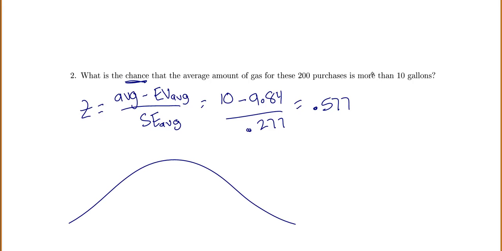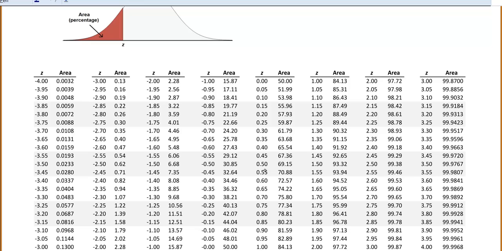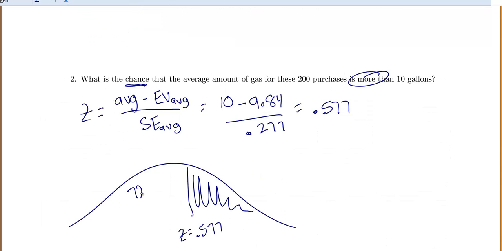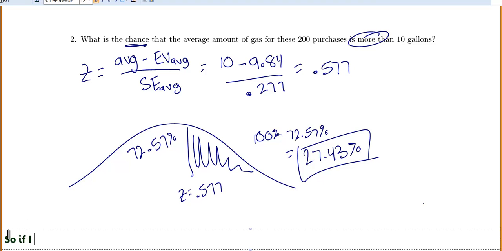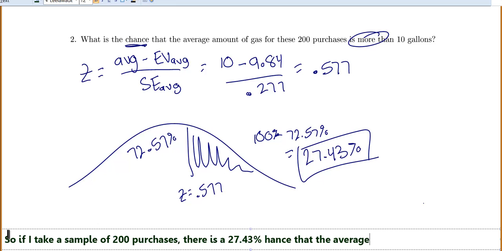Now we're looking for the chance that this average is more than 10 gallons. So we're going to draw our z equals 0.577, and we're looking for the area to the right because we're looking for more than. Let's pull up our normal table. It looks like the closest to z equals 0.577 would be z equals 0.60, which has an area to the left of 72.57. So for the area to the right, we do 100 minus that, which gives me 27.43%. So my final answer is, if I take a sample of 200 purchases, there is a 27.43% chance that the average is more than 10 gallons.